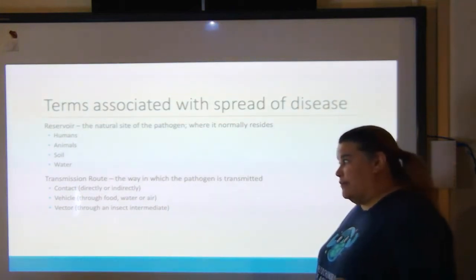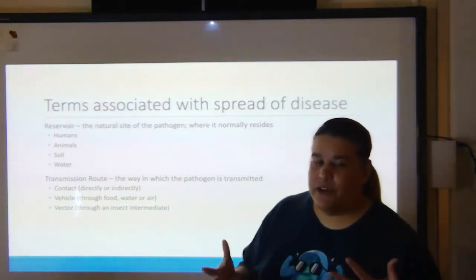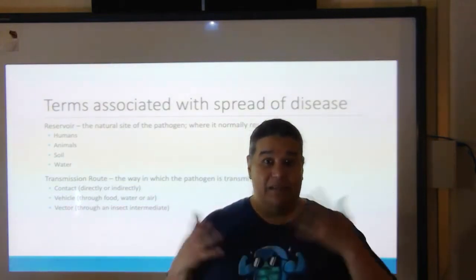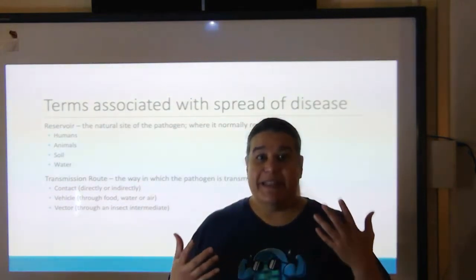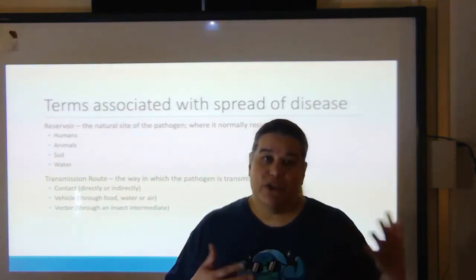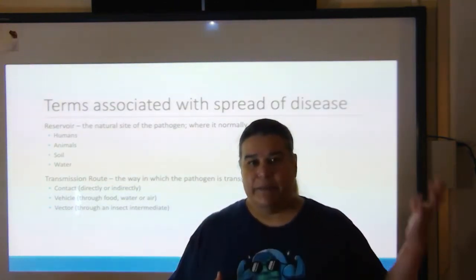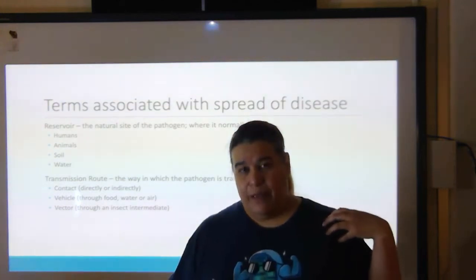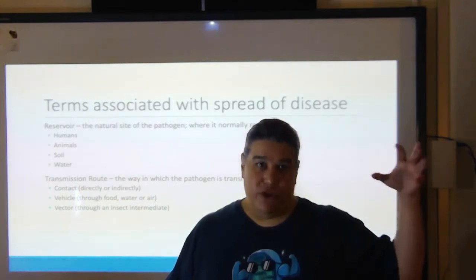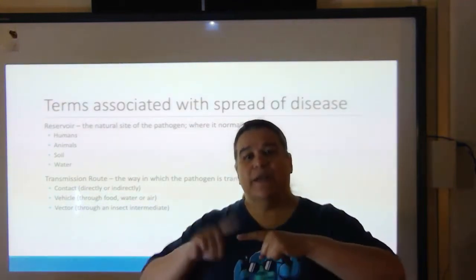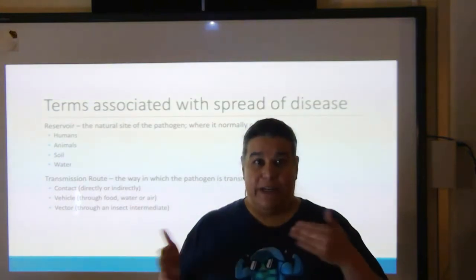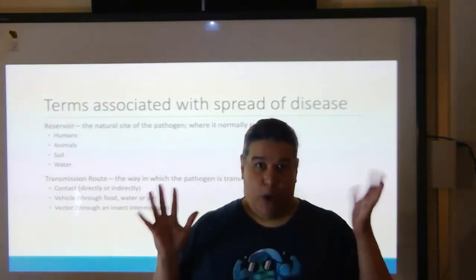A vector is through some type of intermediate. The most common that we kind of associate is the mosquito for things like malaria. Malaria doesn't get passed person to person, but if a person is infected, a mosquito comes and bites them, they pick it up. Things happen in the mosquito to make it mature enough that when they bite another person, it gets transferred. That's a vector. There has to be an intermediate between the two hosts.